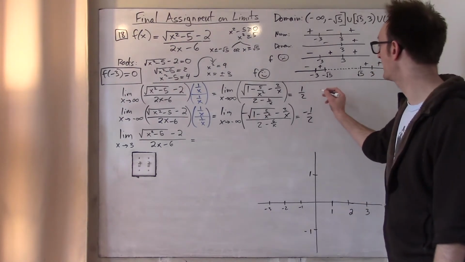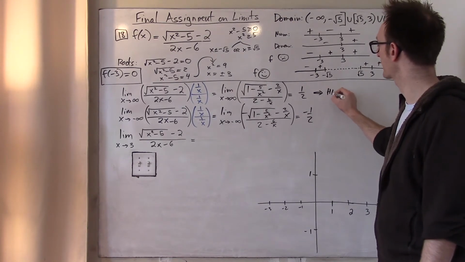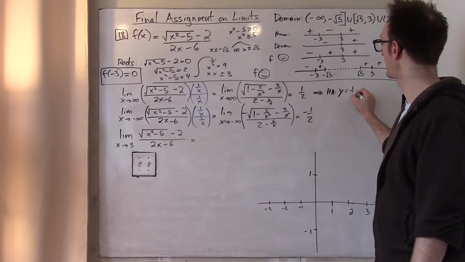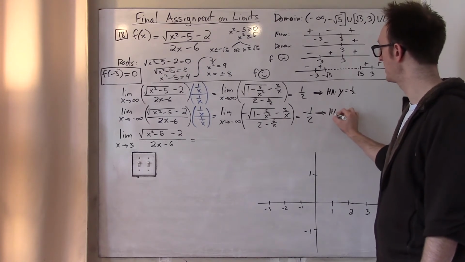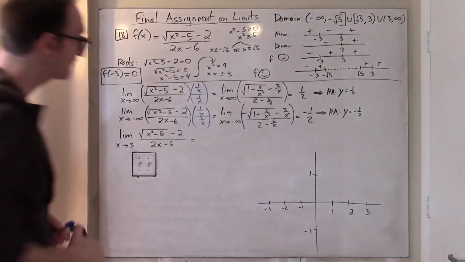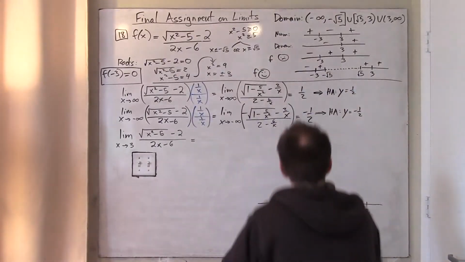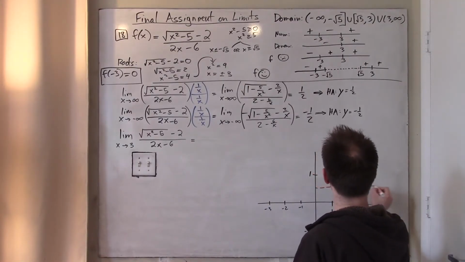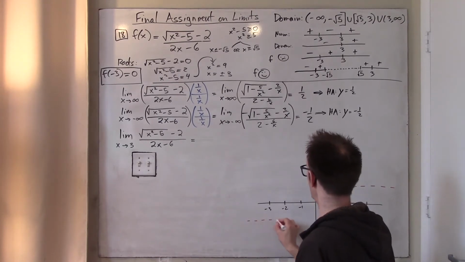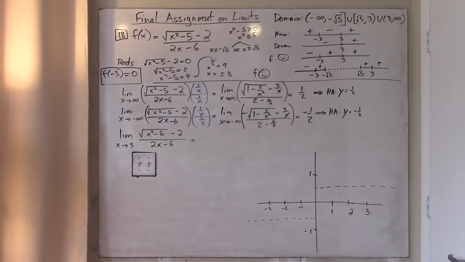Okay, what do I conclude? I conclude that I have a horizontal asymptote of y equals 1/2 on the so-called right end behavior, and a horizontal asymptote of y equals -1/2 on the left end behavior. Alright, if you made it that far, we've got the end behavior now. Maybe I'll even add that to my graph, so I feel like I'm making some progress. So here's my 1/2, and here's my -1/2. And hey, let's not forget that this function is undefined between -√5 and √5.